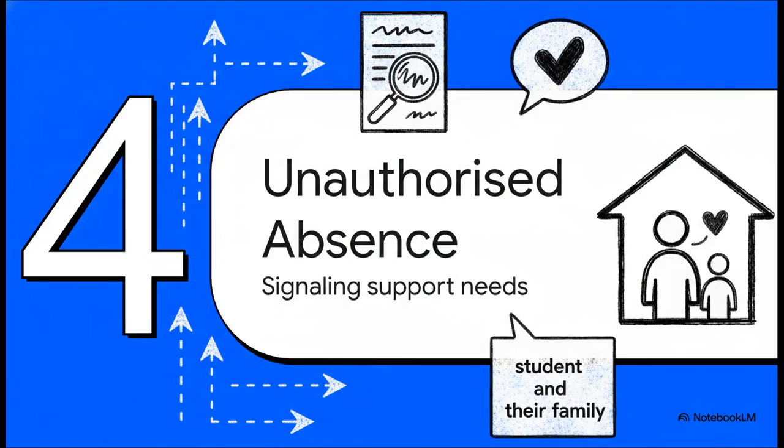Okay, but what happens when an absence isn't approved? That brings us to Section 4, Unauthorized Absence. And while that might sound all about discipline, it's actually about finding the story hidden in the data. These codes are often the very first sign that a student, and maybe their family, needs some support.